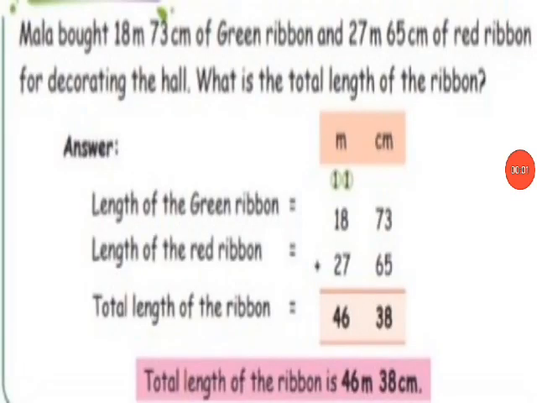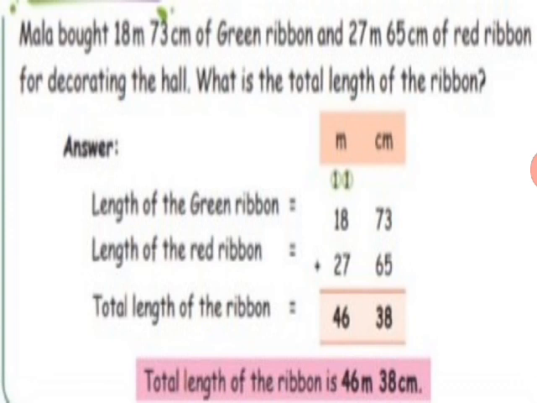Now we are going to see a word sum. Look at the sum. Mala bought 18 meter 73 centimeter of green ribbon and 27 meter 65 centimeter of red ribbon for decorating the hall. What is the total length of the ribbon?